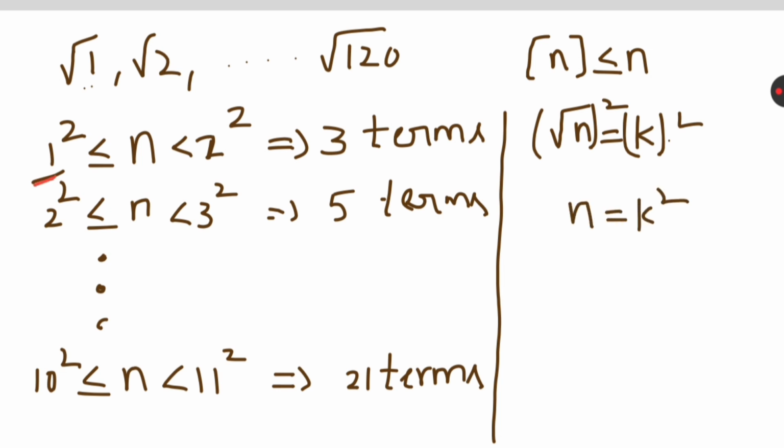Now observe the left hand side. We have 1 power 2, where we are taking n as 1. So the general form of this series, we can write as k power 2 less than or equal to n less than, if you consider this as k, then here we have 2, that means k plus 1 whole power 2. Now we need to find the number of terms in the group.